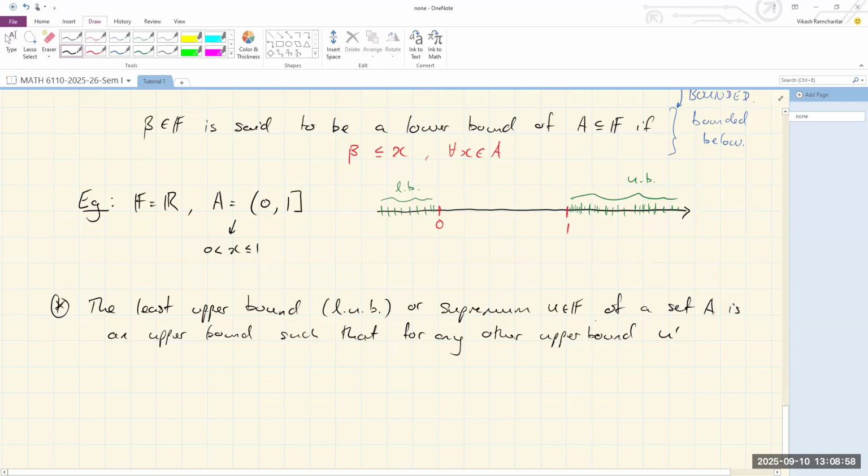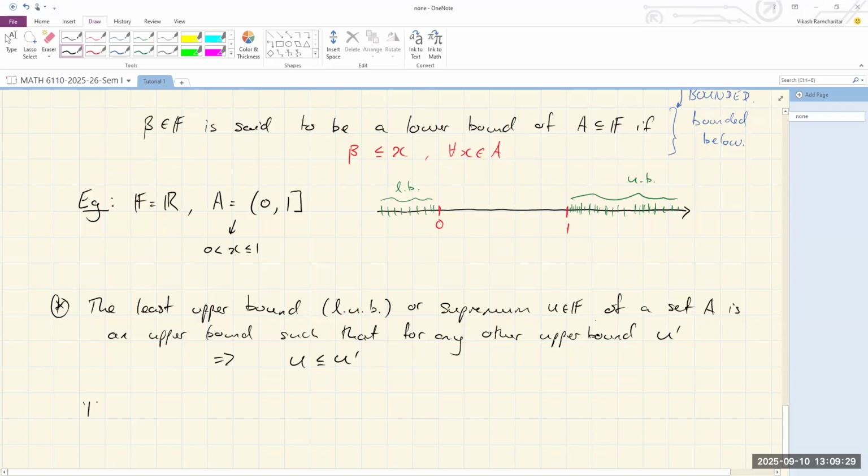The supremum of a set A is an upper bound such that for any other upper bound U prime, so if this is the least upper bound, or the smallest of the upper bounds, it means if I have any other upper bound U prime, this implies that U, the supremum, is the smallest of the upper bounds, so U must be less than or equal to U prime. Okay, so if you take any other upper bound, that upper bound will be bigger than it.